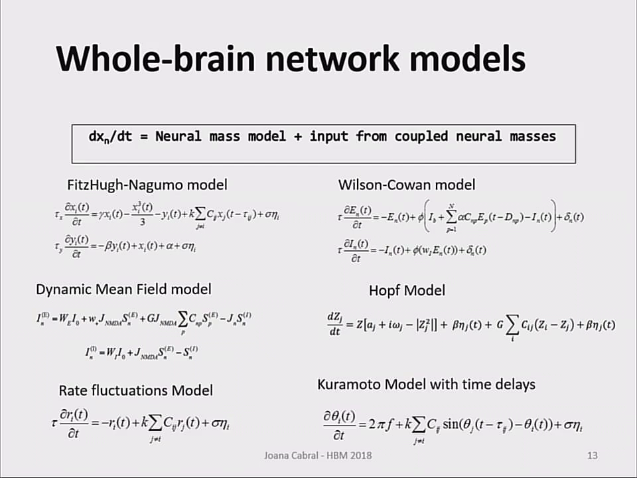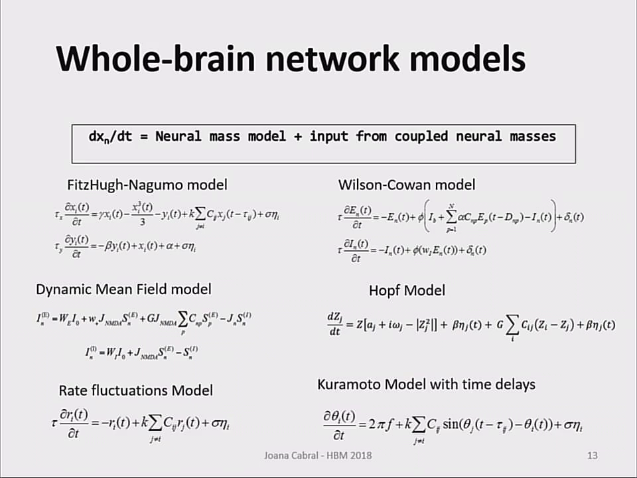Some models consider the excitatory and inhibitory pools of neurons, so they have two equations per node, or even more. The dynamic mean field actually considers the input currents in a node, then how these input currents are translated into a firing rate, then how these firing rates drive again the input currents. There's a simple rate fluctuation model where basically the input just increases or decreases the firing rate of a brain area, but in a very smooth way.